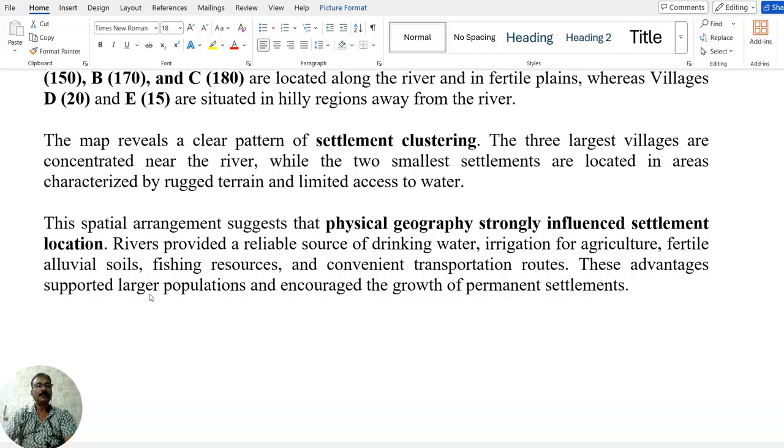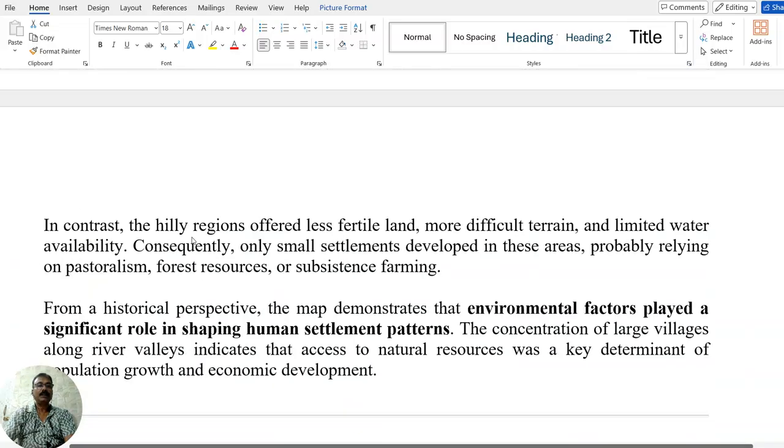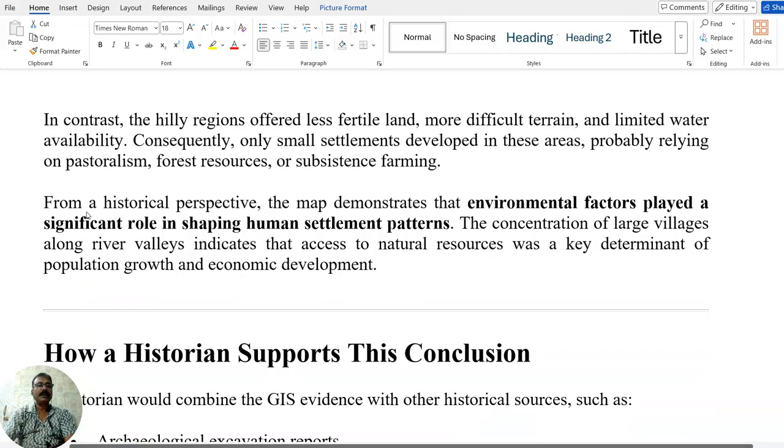These advantages supported larger populations and encouraged the growth of permanent settlements. In contrast, the hilly regions offered less fertile land, more difficult terrain, and limited water availability. Consequently, only small settlements developed in these areas, probably relying on pastoralism, forest resources, or subsistence farming. From a historical perspective, the map demonstrates that environmental factors played a significant role in shaping human settlement patterns.